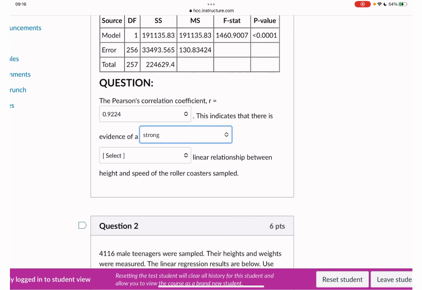Pearson correlation varies between 0 and 1. So if it's less than 50%, it's going to be very weak. Around 50%, 60%, 70%, it's going to be moderate, and beyond that, it's going to be strong. In our case, it's strong, it's over 90%. And so evidence of a strong, of what? Positive, because it's positive, right? Linear correlation can be negative also. Positive linear relationship between height and speed of roller coaster sampled.